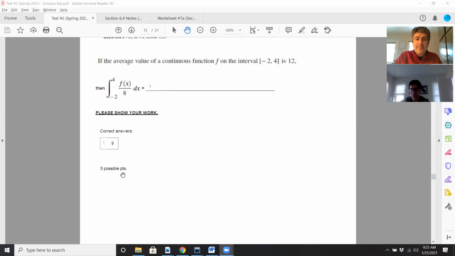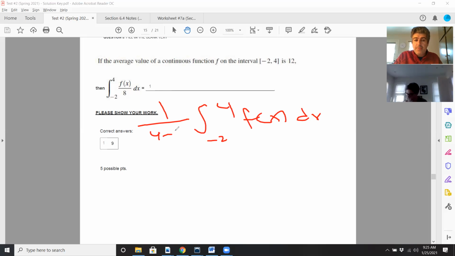Absolutely. This one's a tough one. I'd say about half of you guys missed this one. Then remember, average value is this: the integral from negative 2 to 4 of f of x dx, but multiplied by 1 over b minus a, the difference b minus a as a reciprocal.